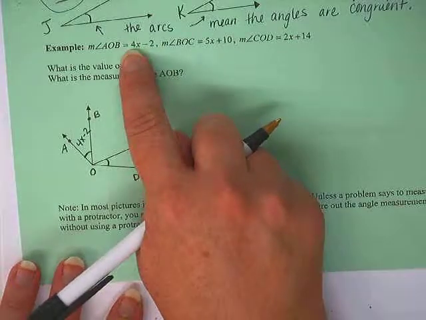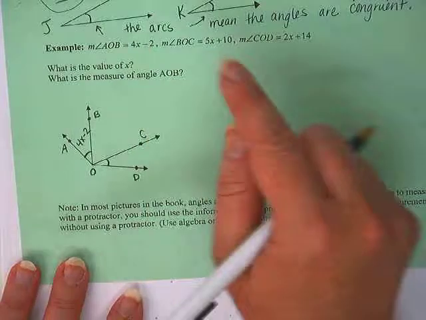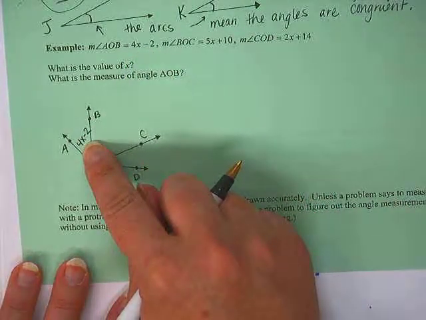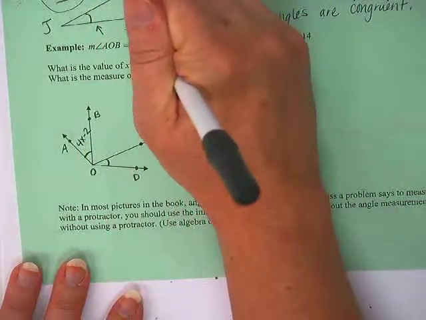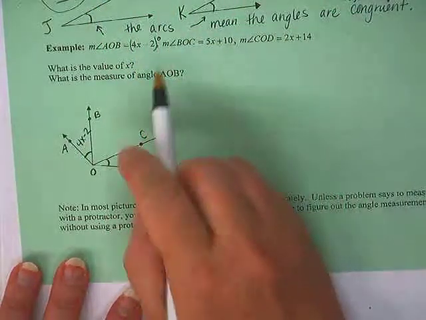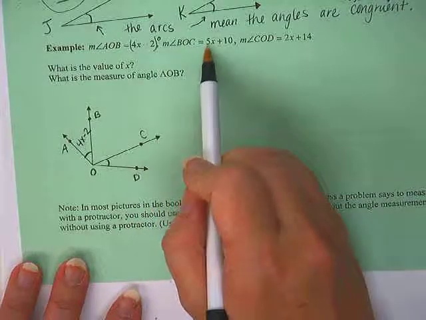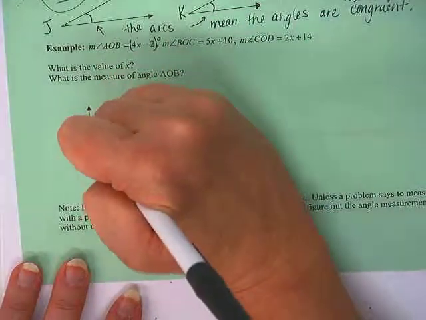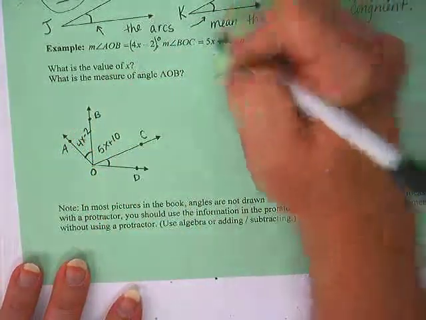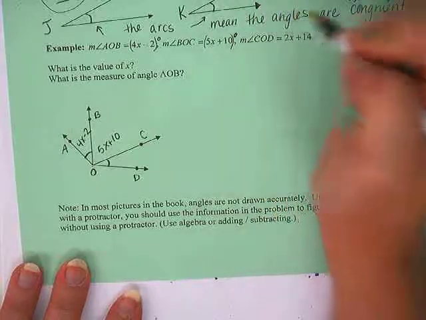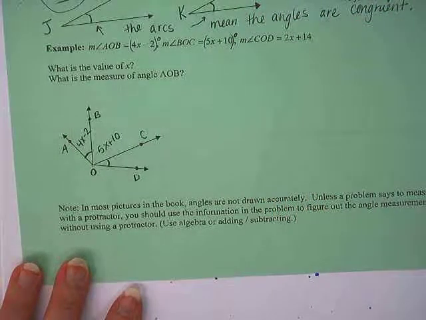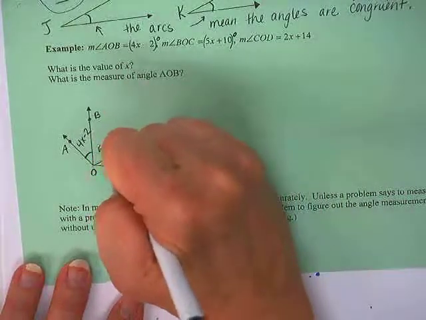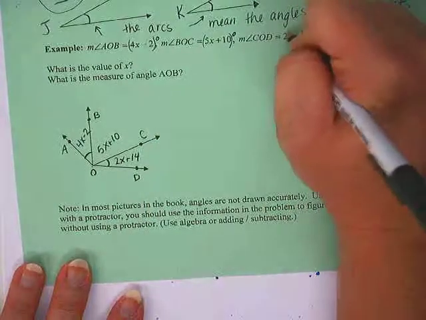Okay, so the measure of angle AOB is 4x minus 2. How can an angle be 4x minus 2? Shouldn't it be a number instead? Doesn't that represent a number, because we don't know what x is? Right. So 4x minus 2 represents a number that we don't know. The measure, so technically that should say degrees because it's a measurement. The measure of angle BOC is 5x plus 10 degrees.